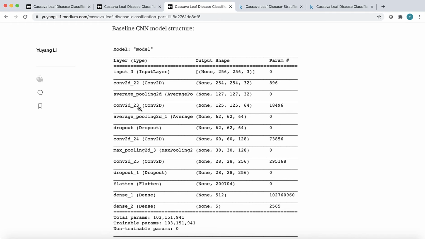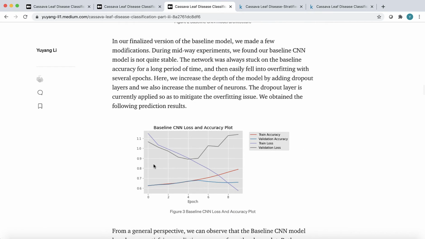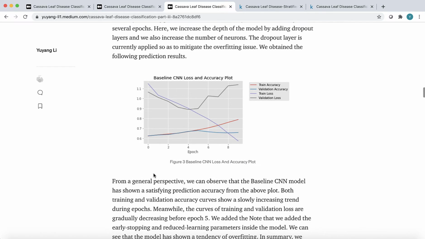Compared to the baseline accuracy of 0.615, which is calculated based on the largest proportion class, class 3, before overfitting, the baseline CNN model gives us 0.67 accuracy, which improves the accuracy by 0.055. So next, I will let Yuyang Li introduce the ResNet and the EfficientNet.